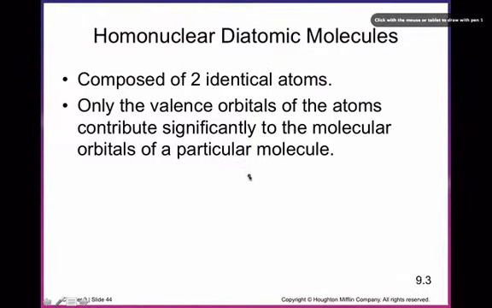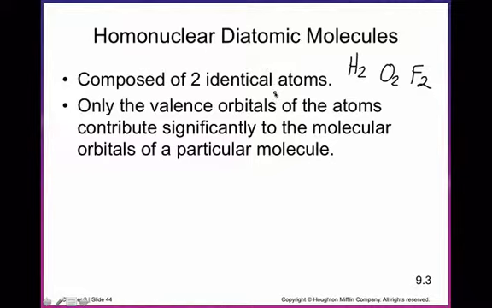Okay, the homonuclear diatomic molecules, that's what we were talking about: we'll do a lot of H2s, O2s, F2s, same atoms, 2 of them stuck together. Only the valence orbitals of the atoms contribute significantly to the molecular orbitals. That's why we were not focusing on the 1s. We were only looking at the 2s and the 2p's in the example that we did.